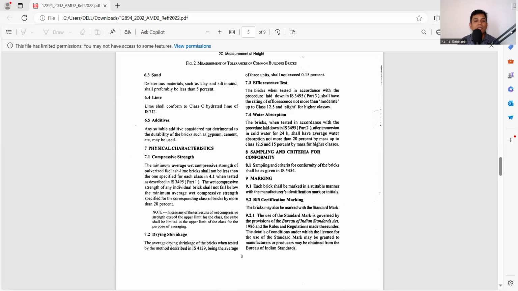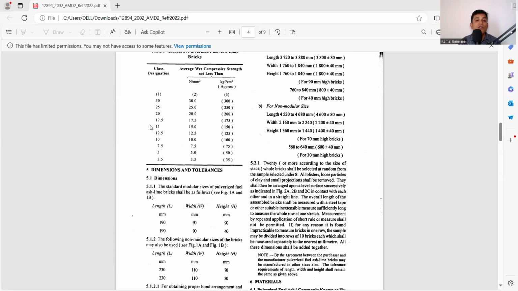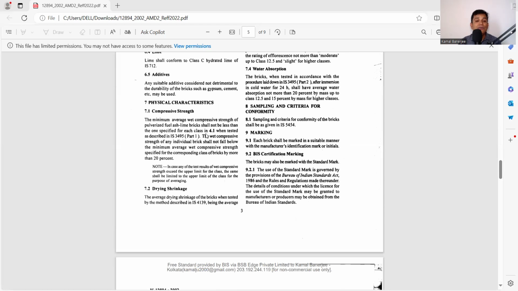What is the compressive strength? The minimum average wet compressive strength of fly ash lime bricks shall not be less than that specified in the table. So if my criteria is class 15, we need to test that and satisfy that we are getting 15 MPa whenever we are testing. So these are the things we need to know.